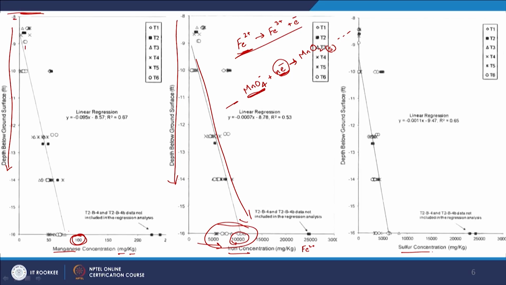So, let us move on. Sulfur concentration is typically present only in reducing conditions, but again a similar trend, as we move away from the surface you see increasing concentrations. So, that just adds to the complexity of your problem here. So, let us move on.